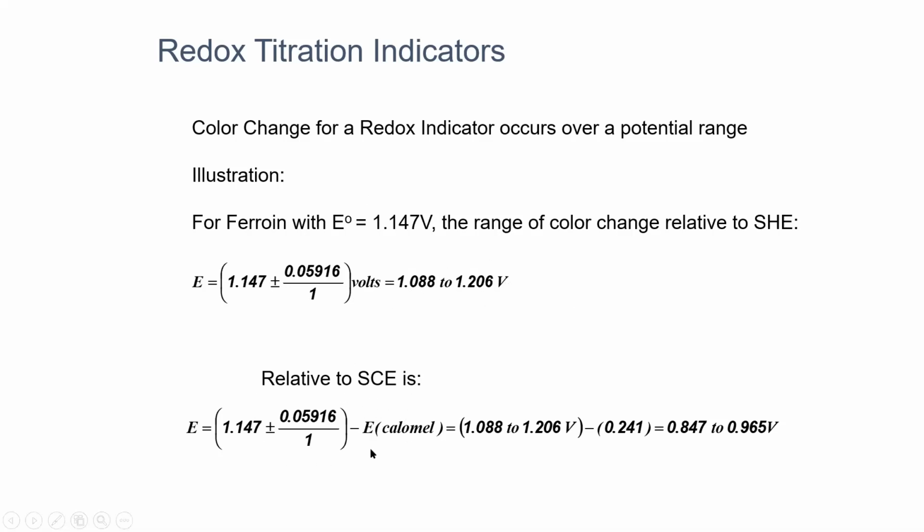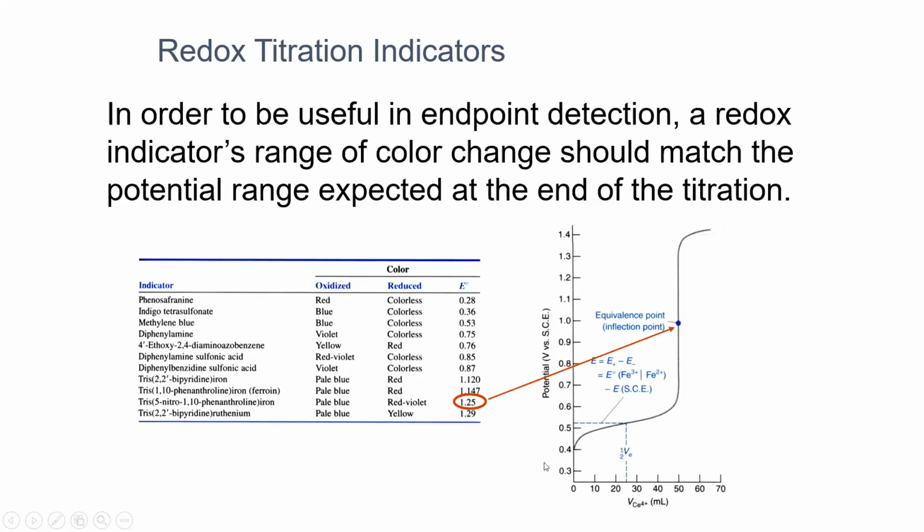And subtracting that of the standard calomel electrode, you can also get this range when you subtract 0.241 from this range of values that we have before. That will be 0.847 to 0.965 volts. That is the range at which the ferroin as an indicator will change its color.